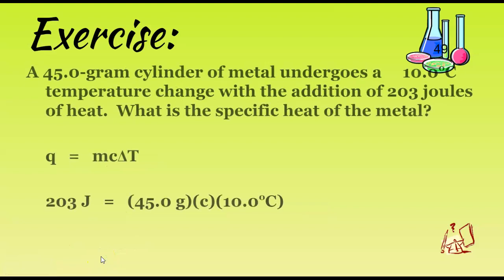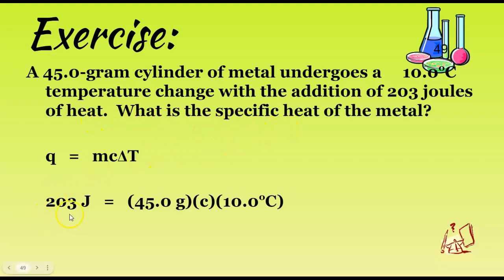All right, let's see another one. If I have a 45-gram cylinder of a metal, so I don't know the specific heat, that undergoes a 10 degrees Celsius temperature change. Awesome, I don't have to subtract anything. With an addition of 203 joules of heat. There's my heat. What's the specific heat?